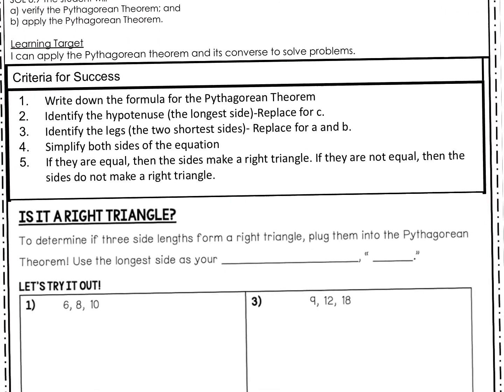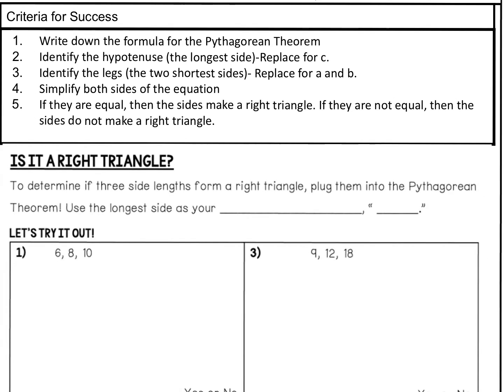So the converse is just looking at, instead of having to solve using the Pythagorean theorem to find a side or to find the hypotenuse, we are simply using those numbers that they gave us to say whether it is or is not a right triangle. So is it a right triangle? To determine if three sides form a right triangle, plug them into the Pythagorean theorem. Use the longest side as your hypotenuse, or in other words, your C.